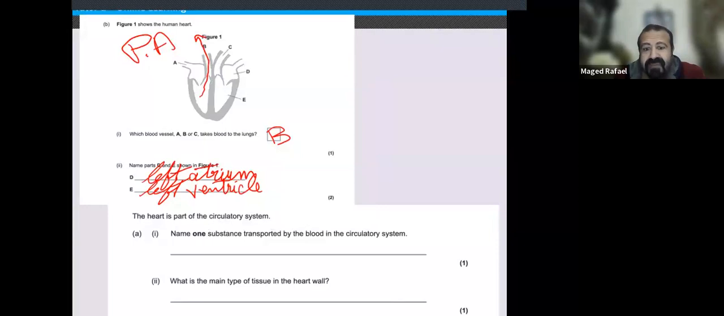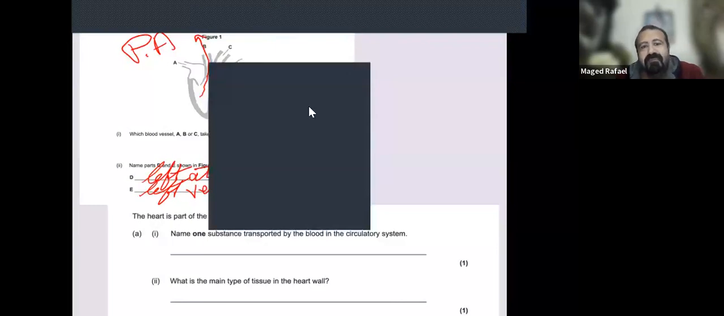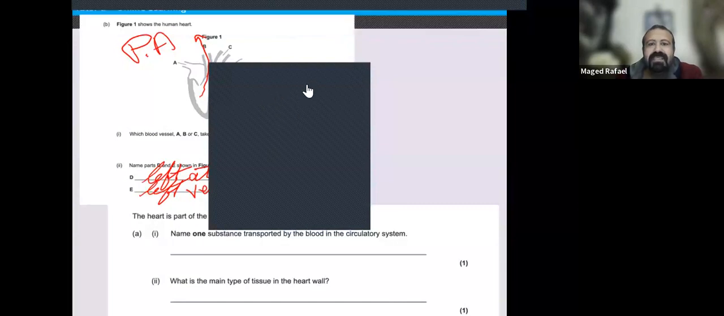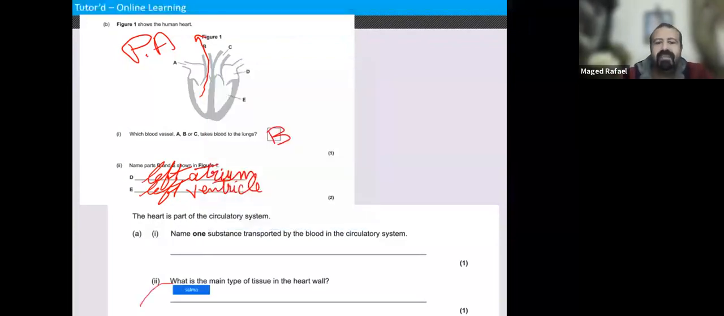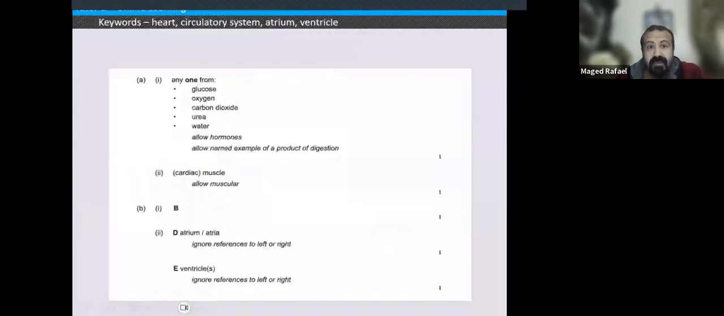What is the main type of tissue in the heart wall? As I told you, it is a frequently repeated question. So what do you think? The main type of tissue in the heart wall? What type of muscle, Sophie? Cardiac muscle, exactly. This is right, cardiac muscle. A lot of you wrote the right answer, cardiac muscle. So here we can write any chemical substance such as oxygen or glucose. And on this question, we can write the cardiac muscle.